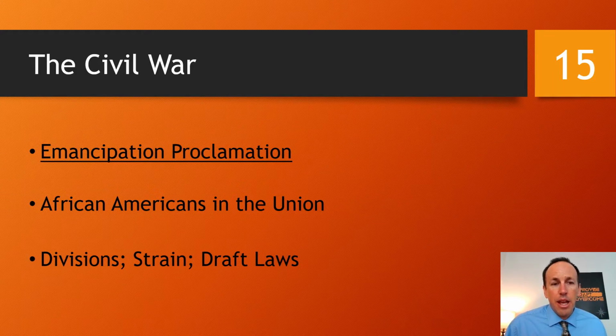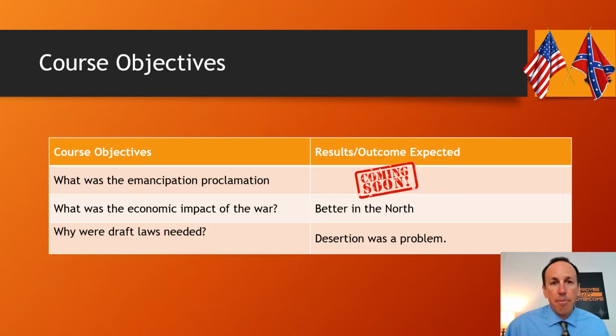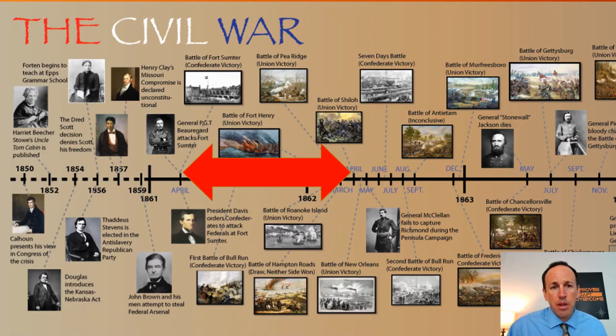All right, we're going to talk today about the Emancipation Proclamation. It's very important and I want you to read it. We're also going to talk about African Americans in the Union and then different divisions in the South. So what is the Emancipation Proclamation? We will talk about it. What are the economic impacts of the war? It's better to be in the North. They had more stuff to begin with. And then why are draft laws needed? People don't want this war anymore, and desertion is a problem.